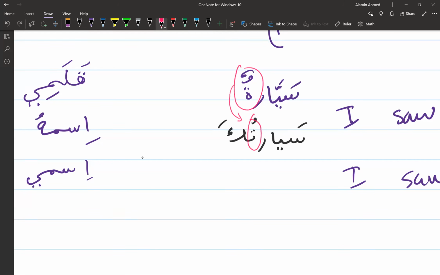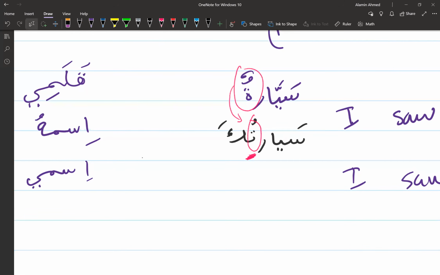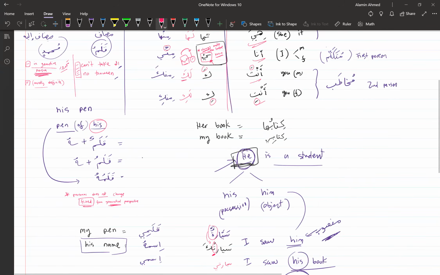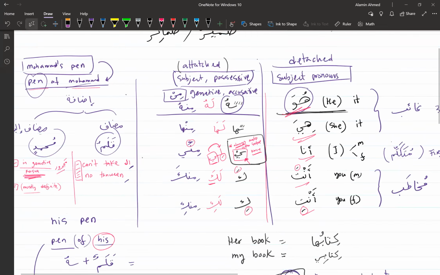That's the only thing. Because why? Ta marbuta is always at the end. Now this ta is not at the end, it's in the middle. So you have to change it back to your normal ta. Okay? Sayyaratuka. Sayyara. Then how do you say it's my car? Sayyarati. All right. So that's the first main thing about lesson number 10.